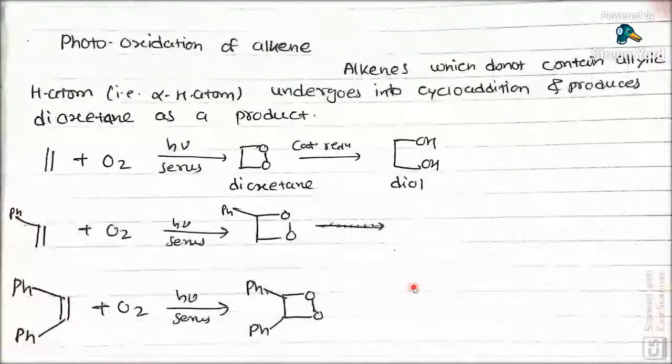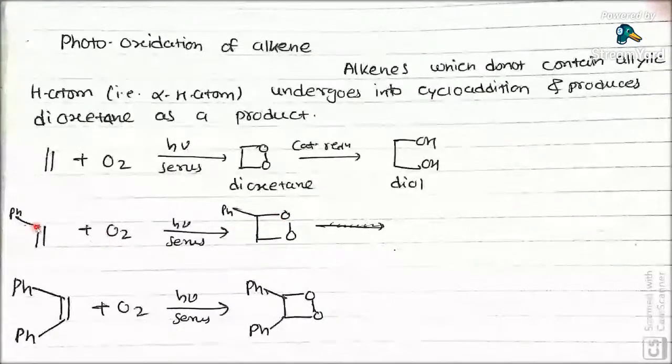Now photooxidation of alkenes. How is oxygen added to the alkene group? So h nu in the presence of a sensitizer. As you are going to add the oxygen there, oxygen will be sensitized in the S1 state through the presence of fluorescein dye or rose bengal. So for that you have to write the sensitizer here. It will form the dioxetane as a product, and if it undergoes catalytic reduction, it will give you the diol structure.